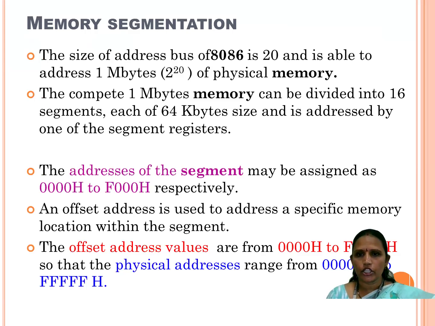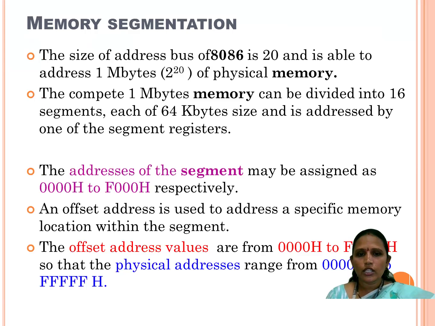Coming to memory segmentation, the memory is divided into parts, in the form of segments. It is divided into 16 segments, and each segment consists of 64 kilobytes and is addressed by one of the segment registers. The segment addresses are assigned as 0000H to F000H respectively.